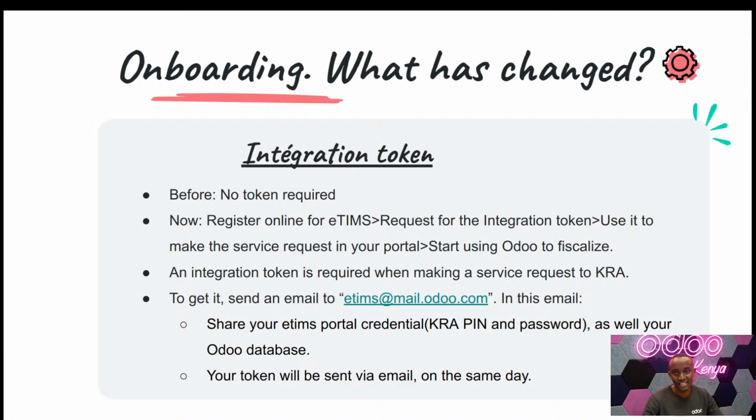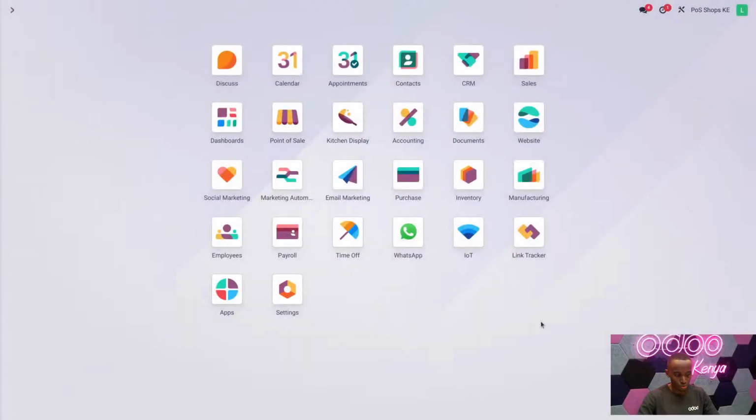The service request is done in the eTIMS portal. KRA will approve it within a turnaround time of about 24 to 48 hours, after which you will be able to do the initialization in your Odoo database. I will quickly show you how this looks, so I'll just take you to the demo.